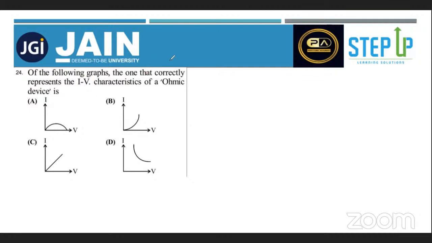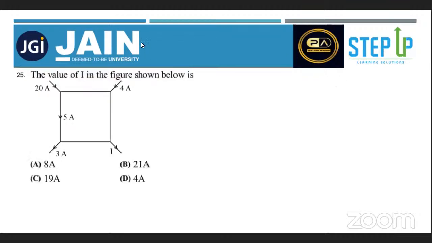IV characteristic of an ohmic device. It will say proportional. Right, let's go to the next question. The statement of Ohm's law is V is proportional to I. Remember, it's not I is proportional to V, it's V is proportional to I. If both statements are there in your options, V is proportional to I is the first. You can do this.